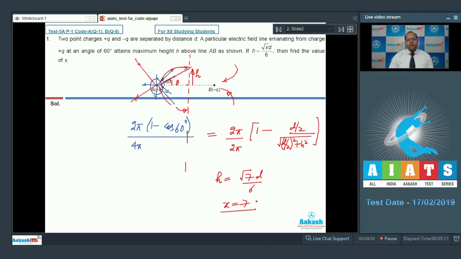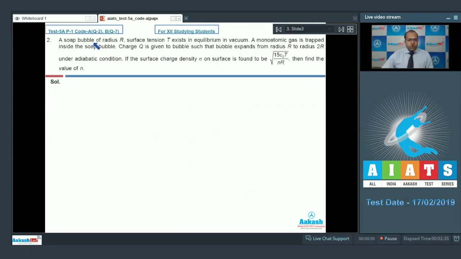Let's move to question number 2. In question number 2, a soap bubble of radius r, surface tension T, exists in equilibrium in vacuum. A monoatomic gas is trapped inside the soap bubble. Charge Q is given to the bubble such that the bubble expands from radius r to 2r under adiabatic conditions. If the surface charge density sigma on the surface is found to be root 15 epsilon naught T by n r, then find the value of n.